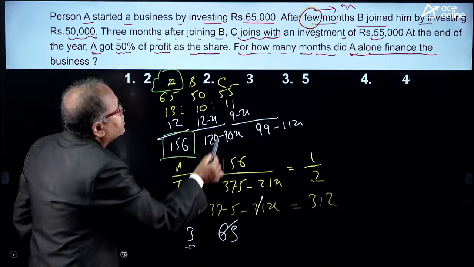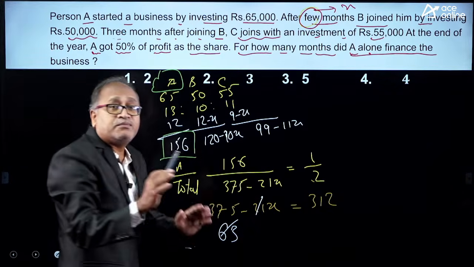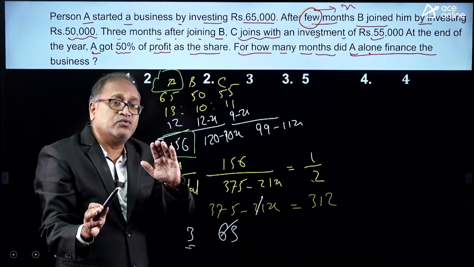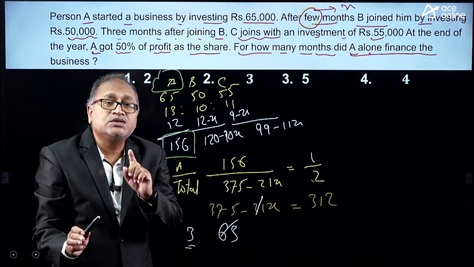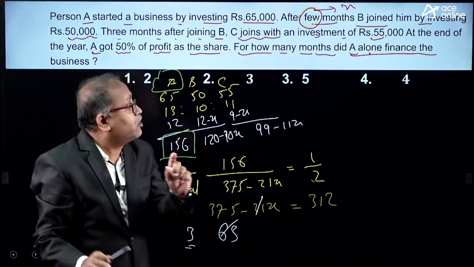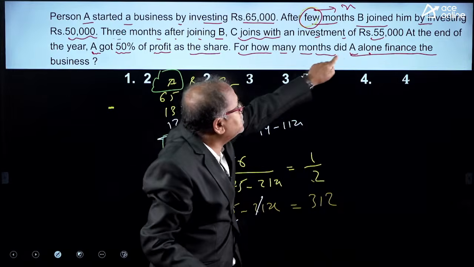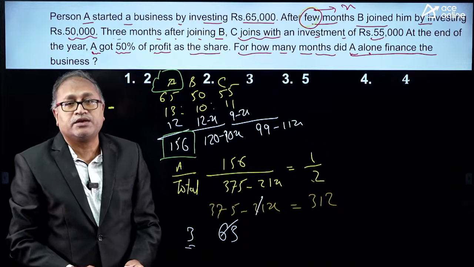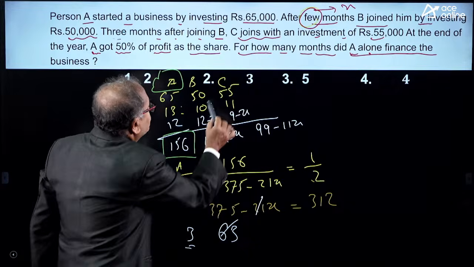That means after how many months he joined? After 3 months he joined. That means A alone worked for how many months? 3 months he worked alone. That's what the question is for: how many months did A alone finance? 3. Anusha, you are right. So option choice 2.